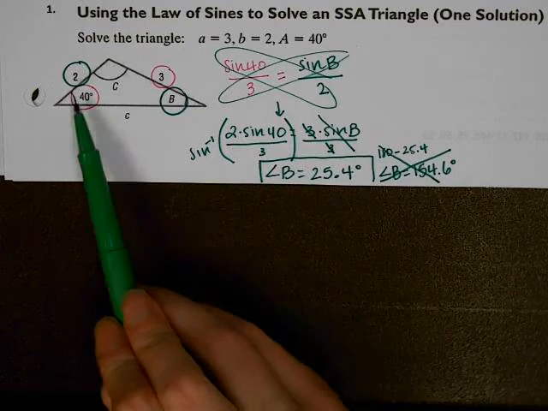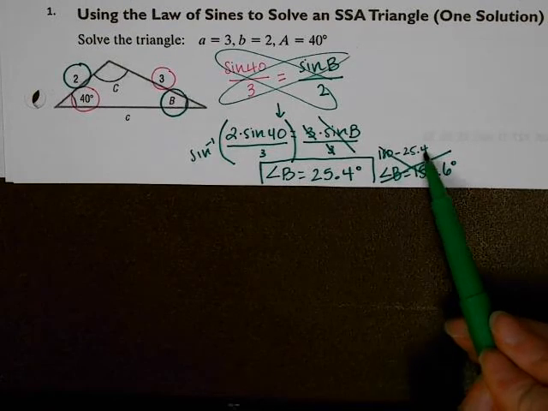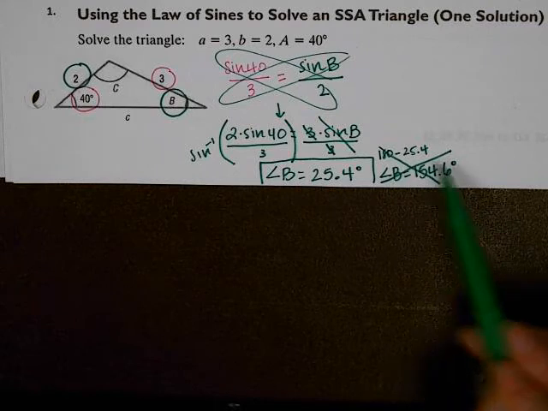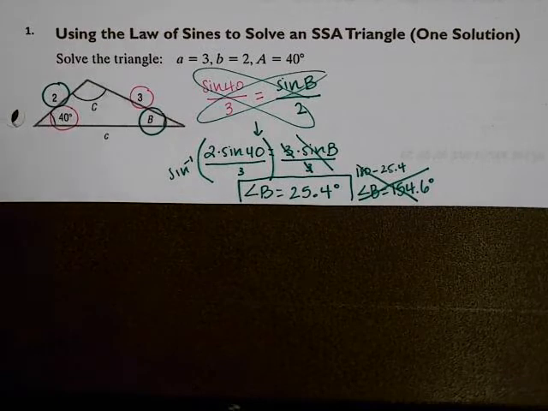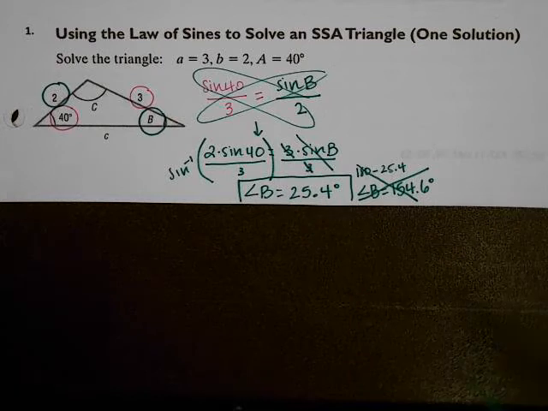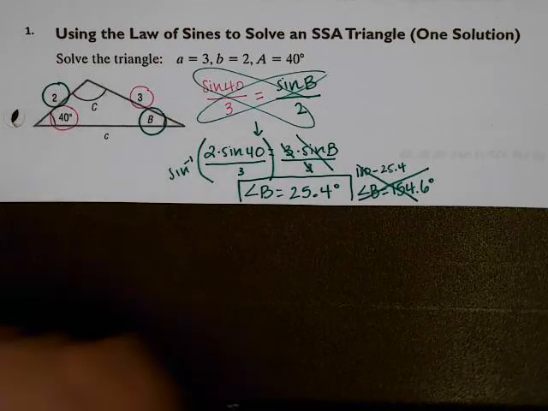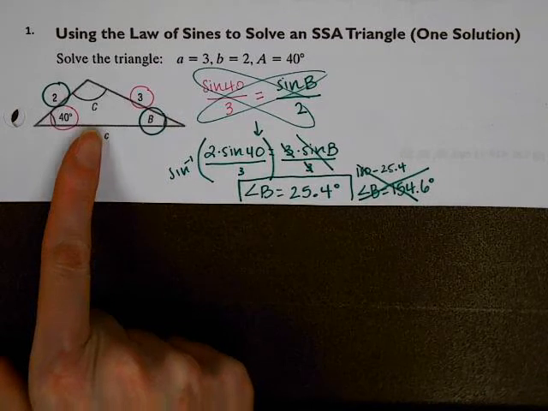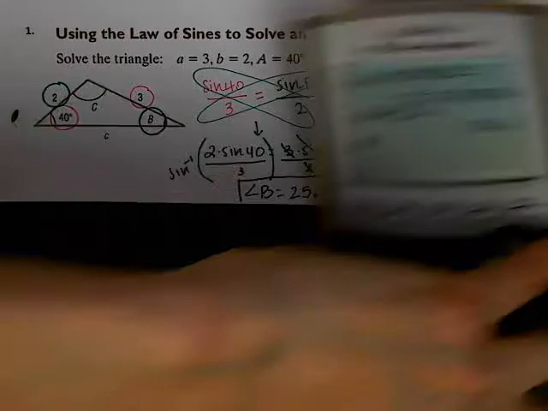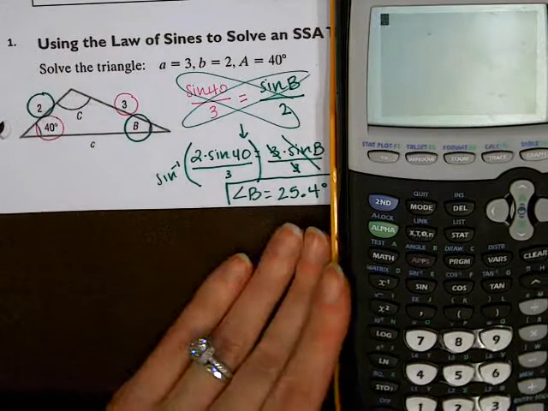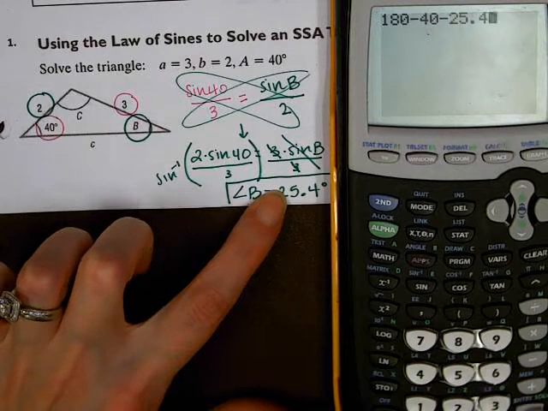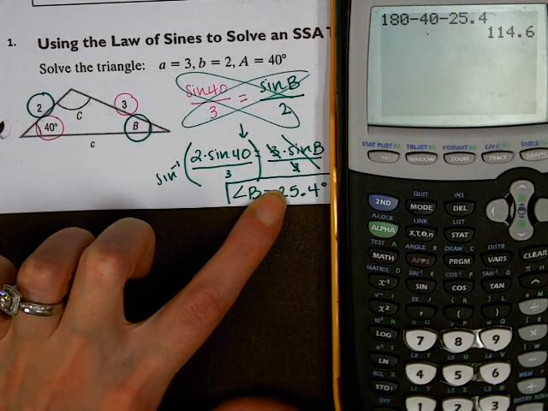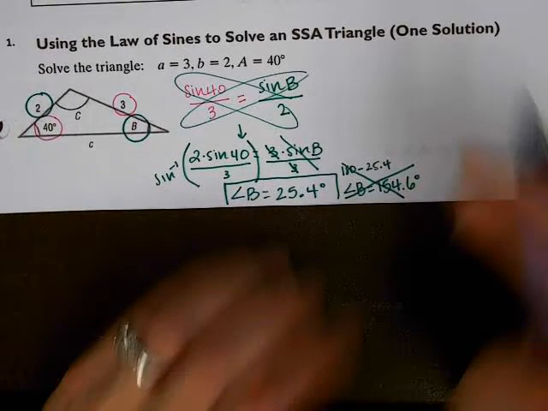So whenever you find the second angle, just do 180 minus it to see if that could potentially be the angle for a second triangle. But it's not, so we only have to focus on one triangle. Okay, so now we need to find angle C and side C. Angle C is going to be really easy. For angle C, we'll just take 180 minus the 40 and the 25.4 that we have, and that says angle C is 114.6.